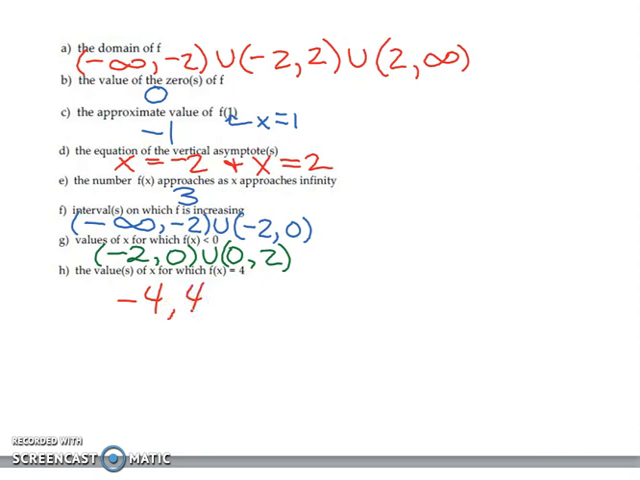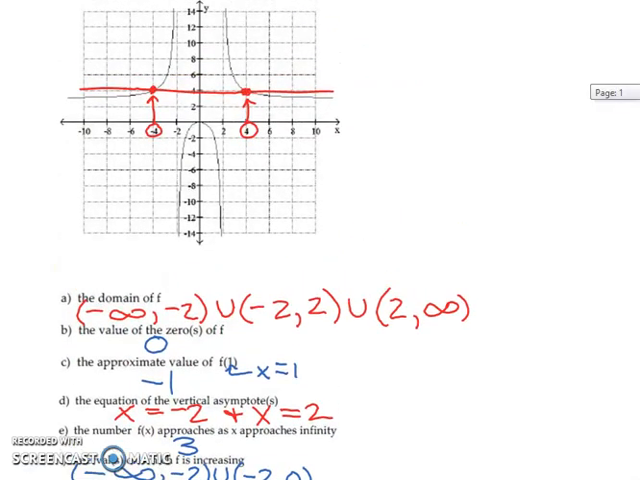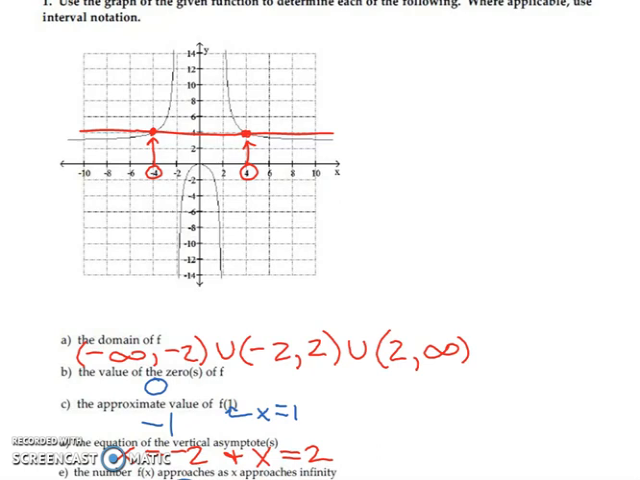There are a multitude of different questions that they can ask you about on here. So the best thing we can do is just practice understanding this graph.